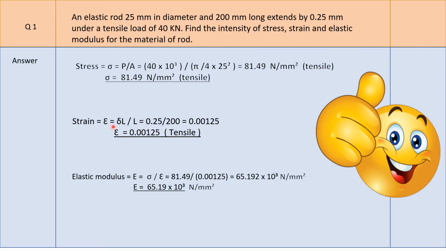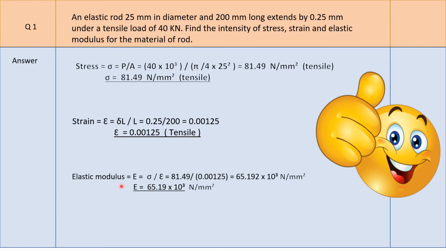Strain, epsilon, is equal to delta L upon L. Now the delta L here is given. Extension of the rod is 0.25, so substitute delta L as 0.25, and length of the rod is 200, so substitute 200. So 0.25 divided by 200. Do the calculations on your calculator. 0.25 divided by 200 is equal to 0.00125, and strain doesn't have any unit. Stress is tensile, so strain also will be tensile.